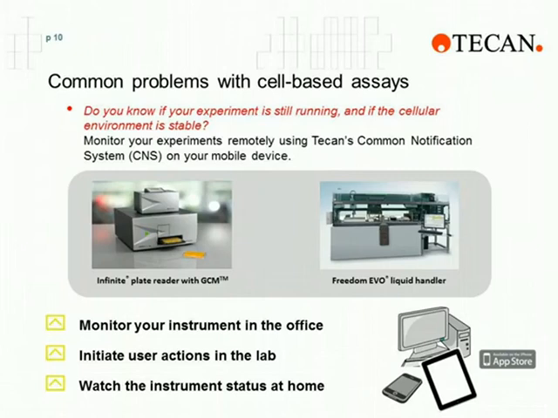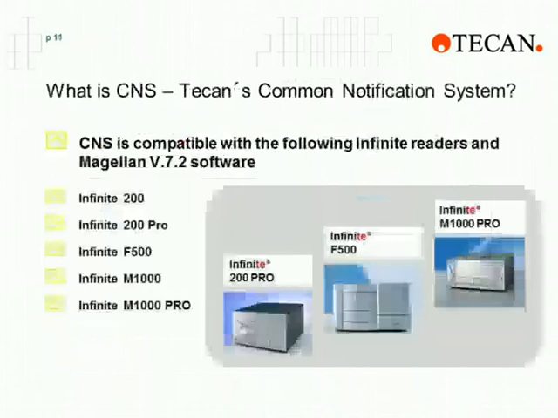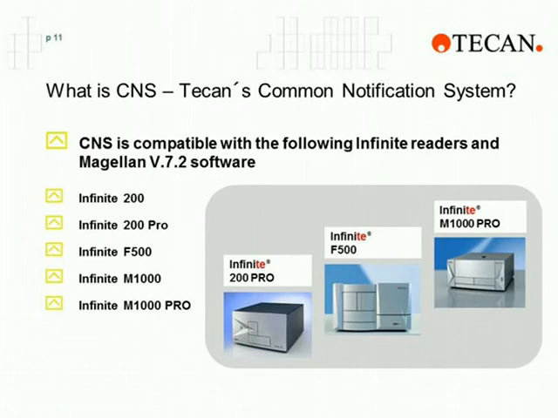If we go on with the reader discussion, then of course we know that all the Infinite readers in the field require this, in terms of people wanting to know if the instrument is still running. So the CNS is compatible with all the readers in the field, from the 200 PRO, F500, M1000, and M1000 PRO, and requires the Magellan version 7.2 software. So if you already have an Infinite reader and have Magellan software version 7.2, you can readily use the CNS software.